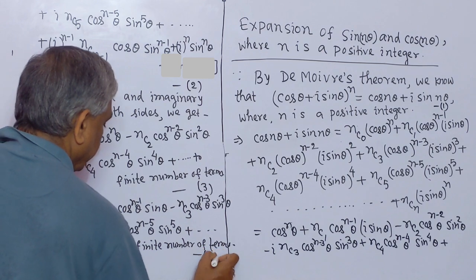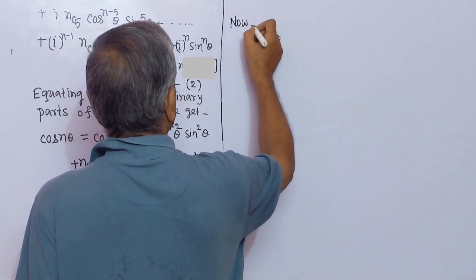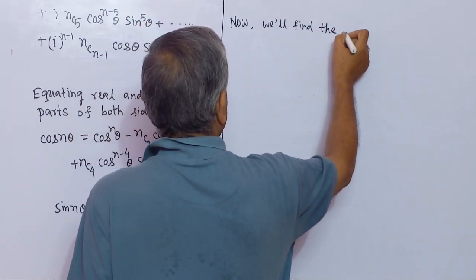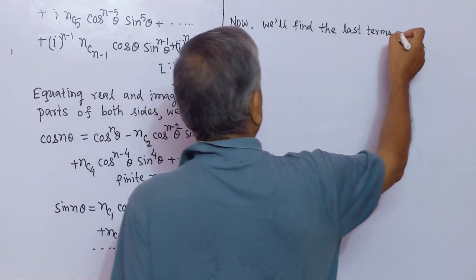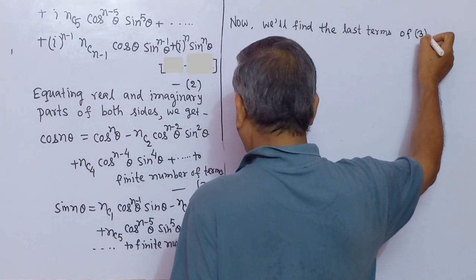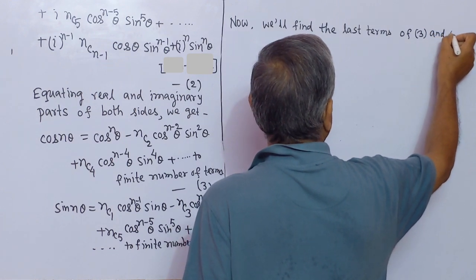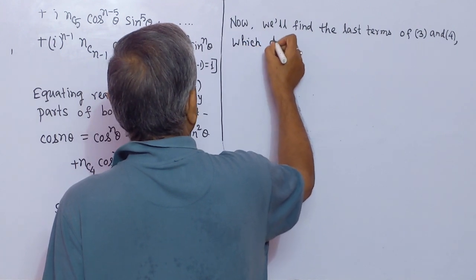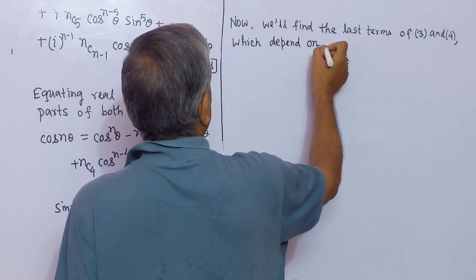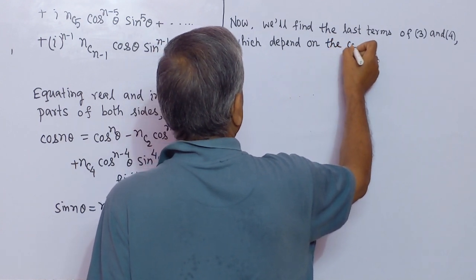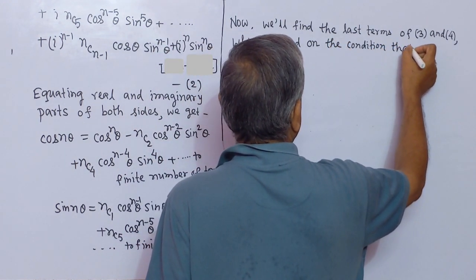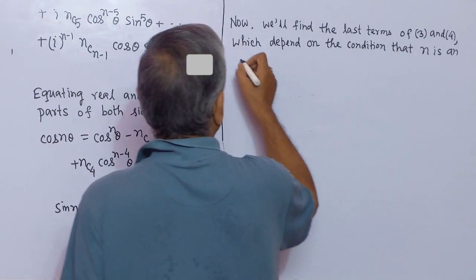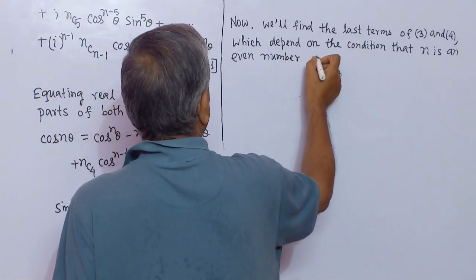This is number 4. Now we will find the last terms of 3 and 4, which depend on the condition that n is an even number or odd number.